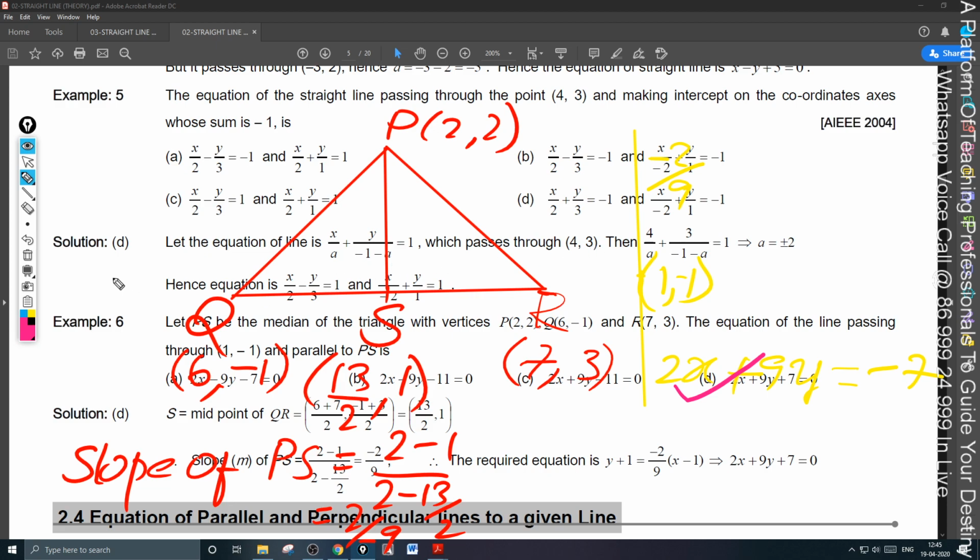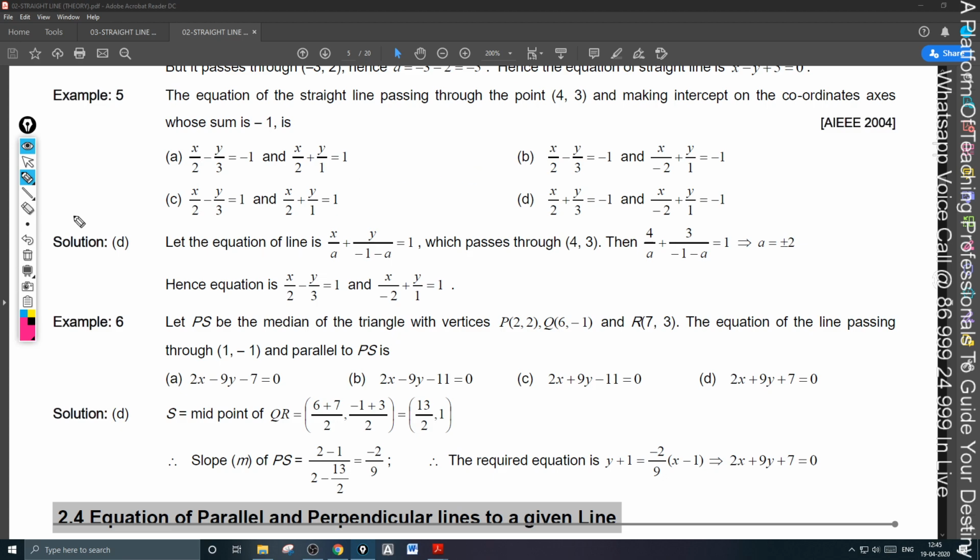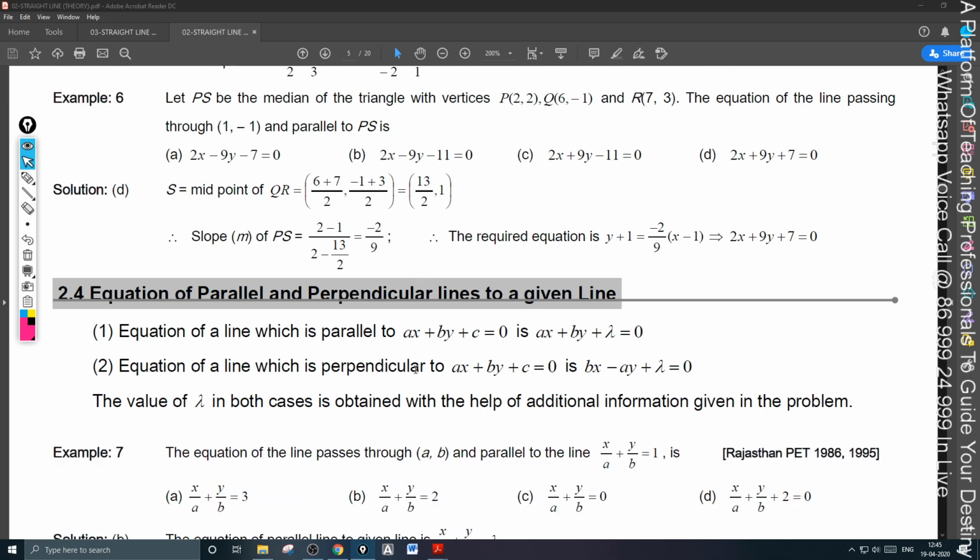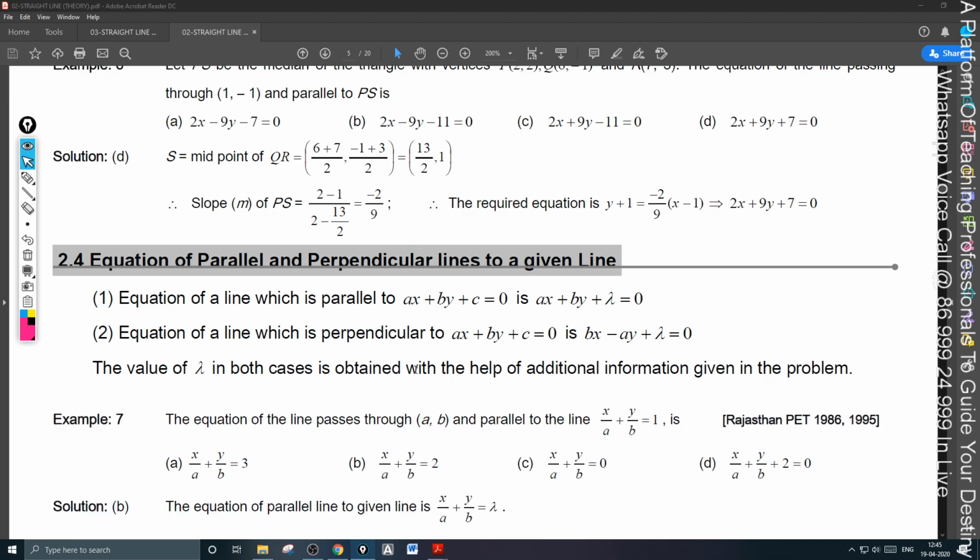Okay. That's a simple question. Now coming to the next. Equation of parallel and perpendicular lines to a given line. This is also an important concept to be remembered while working out the problems. If you know this, you can straight away write the equations of the lines in this way. Equation of the line which is parallel to ax plus by plus c equal to 0 is ax plus by plus lambda equal to 0.